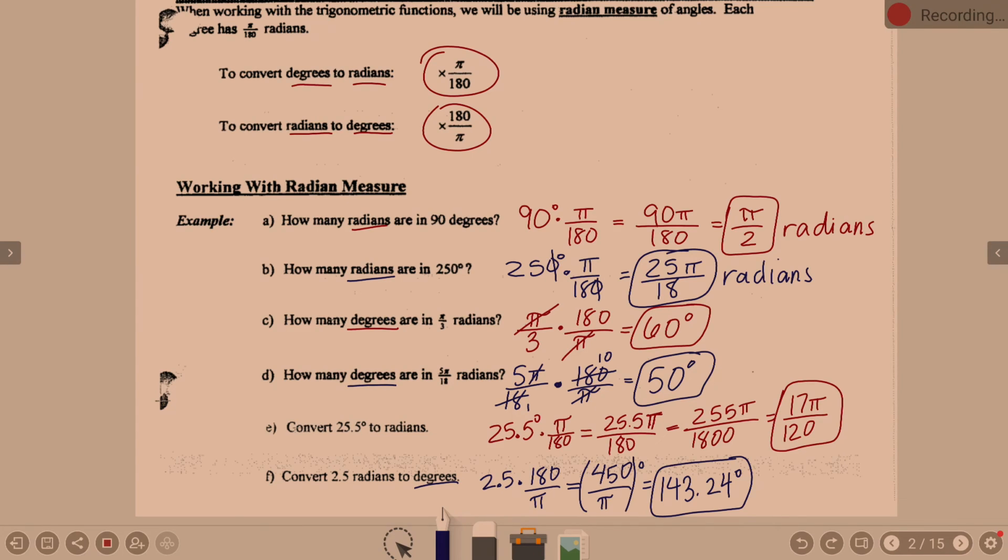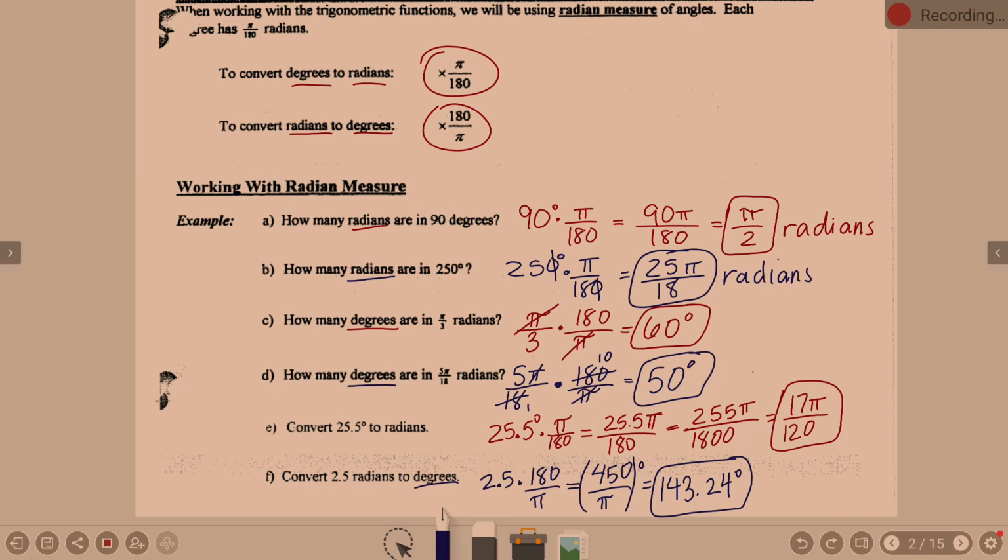Now we have to convert that to DMS. No, we're stopping there. It just asked for degrees. Okay. What are the minutes and seconds? Those are basics.